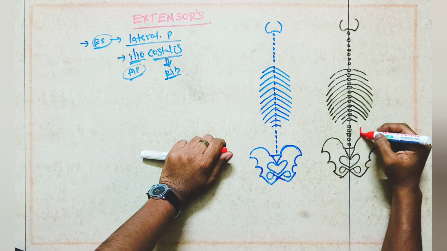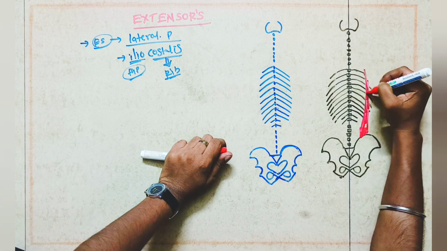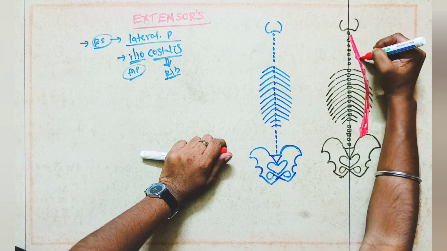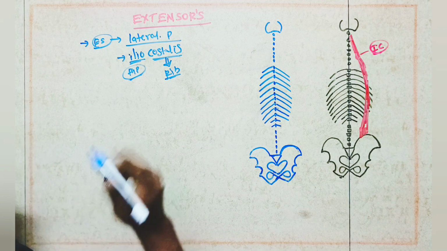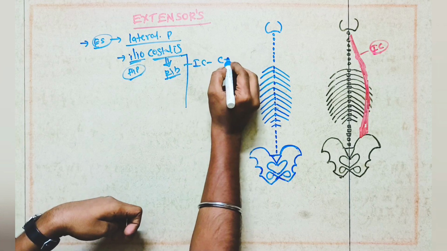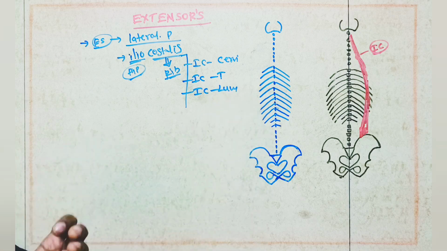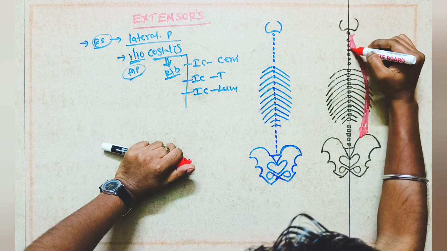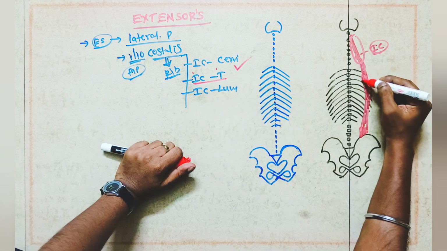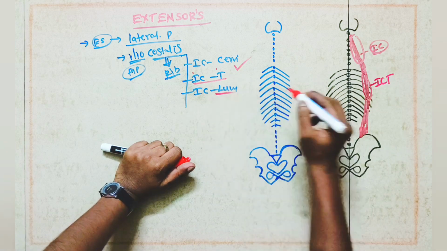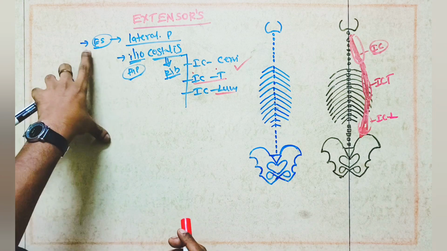Suppose from here the muscle will start. This is the lateral portion, iliocostalis. It is connected to the ribs also. This muscle has the fibers of iliocostalis cervicis, iliocostalis thoracis, and iliocostalis lumborum. That means it gives connection to the cervical region, iliocostalis cervicis; the thoracic region with the ribs, iliocostalis thoracis; and the lumbar spine, iliocostalis lumborum. So this is the lateral muscle of the erector spinae.